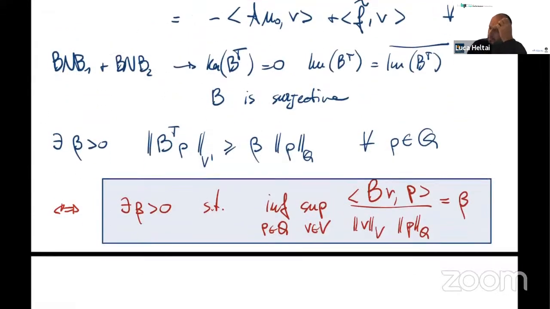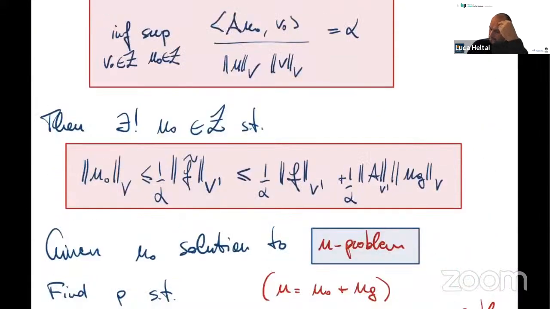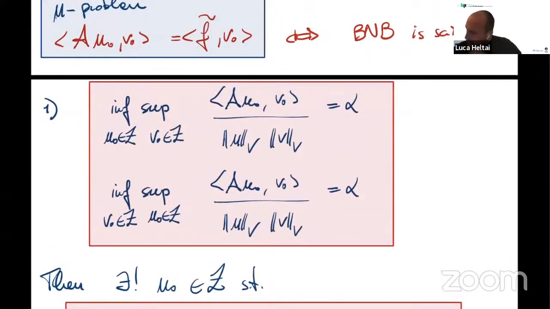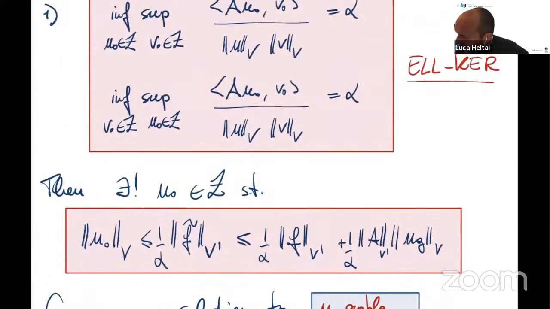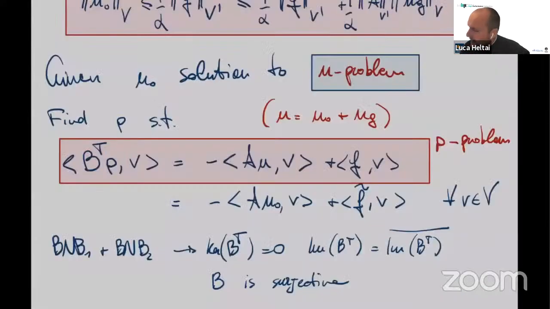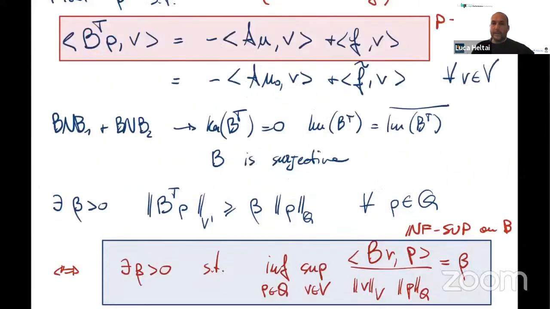And if you look at the literature, these two conditions are usually put together, so this is one, and it's usually called ellipticity on the kernel or inf-sup on the kernel condition, and that's the inf-sup condition for the operator A. And here we have, this is usually just called inf-sup condition on B. So this is the coercivity on A, and this is the inf-sup on B. Okay. Questions so far?